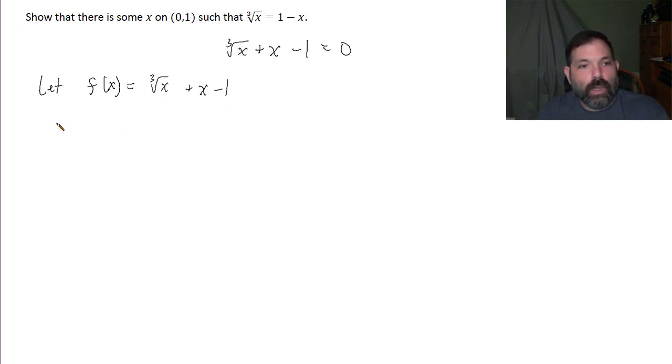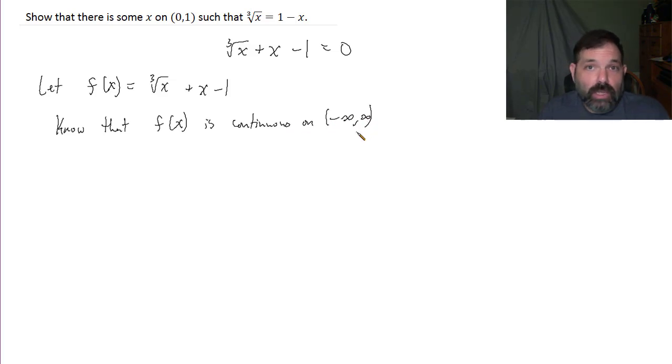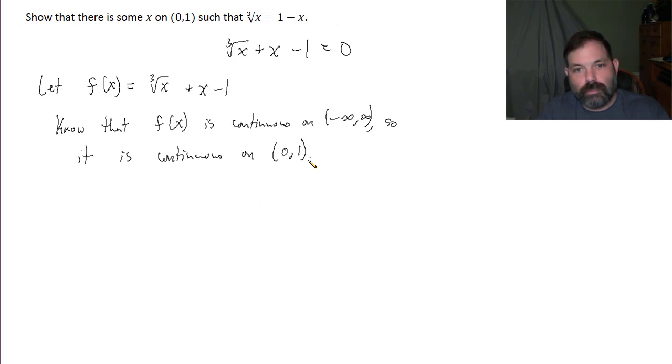So, I know that the function is continuous on negative infinity to infinity, and since it's continuous on negative infinity to infinity, so it must be continuous on the interval 0 to 1.